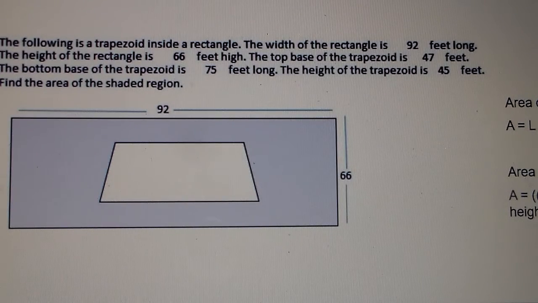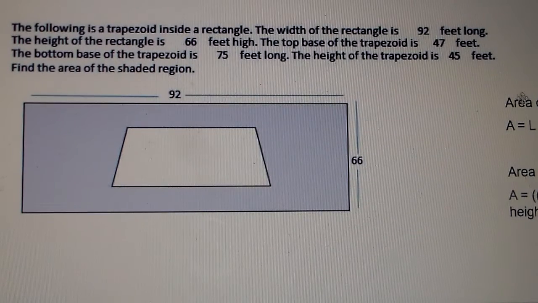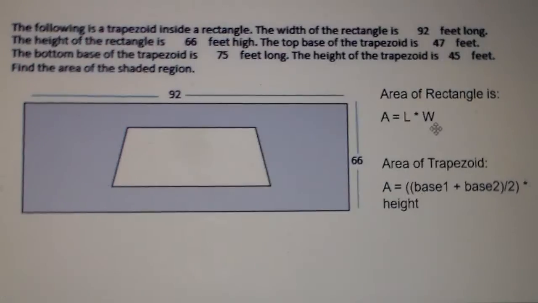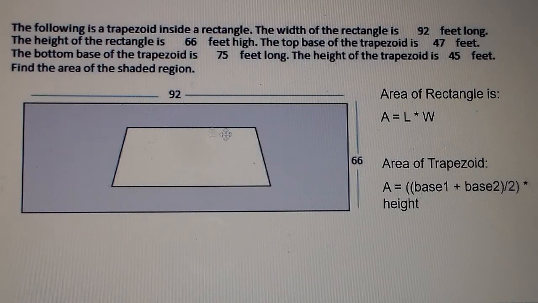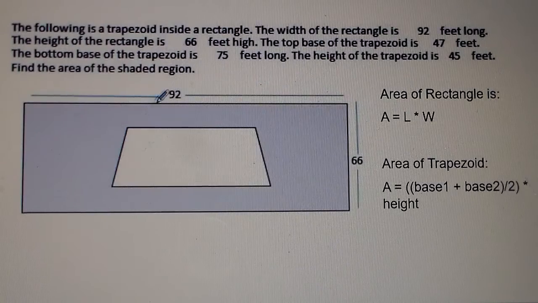Alright, so it doesn't always have to be rectangles and triangles. We can also have a trapezoid. Same concept. You have a rectangle. We first find the area of a rectangle, which is length times width. Then we're going to subtract the area of that trapezoid, which is base 1 plus base 2 divided by 2 times the height. So area of rectangle, 92 times 66 gets you 6,072.